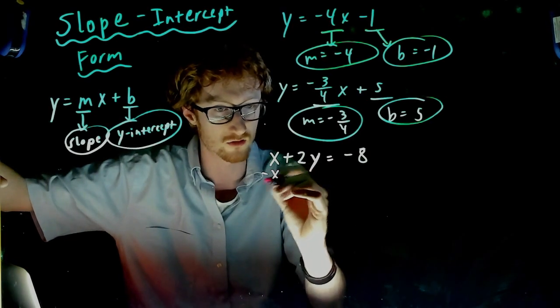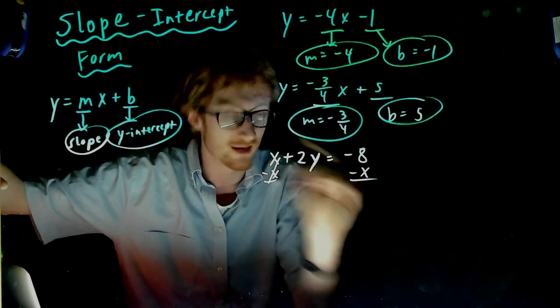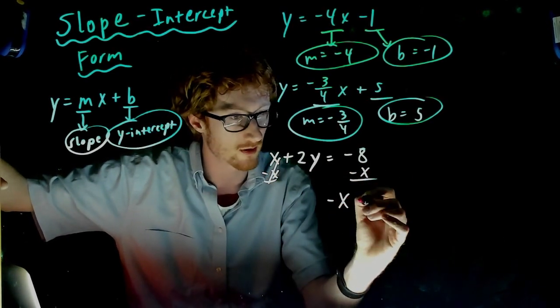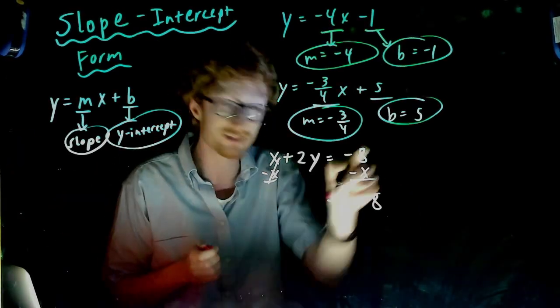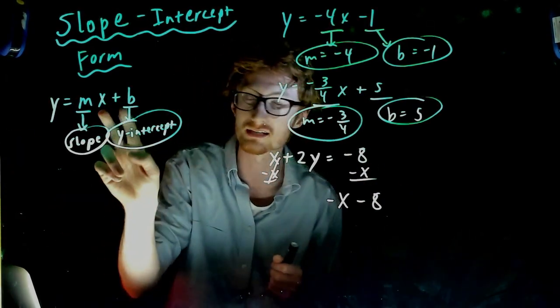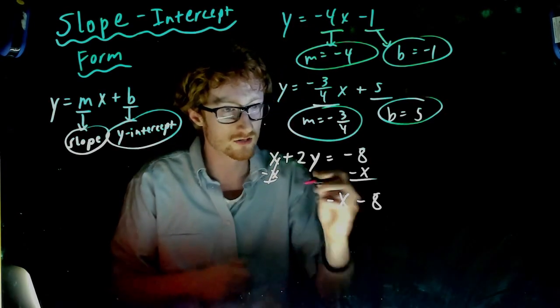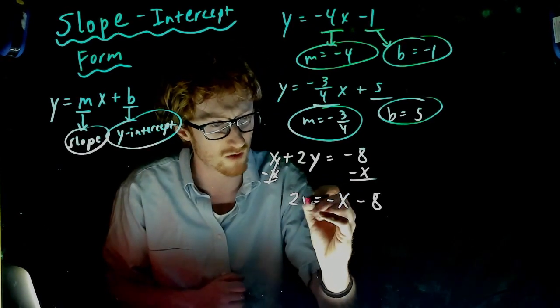So let's get this x over because we don't want that there anymore. Now I'm going to write this in a special way. I'm going to write it in this order. You could write negative 8 minus x as you read it. However, notice how the x is always in front of the number here, so we're going to leave it like that, and then equals that 2y.